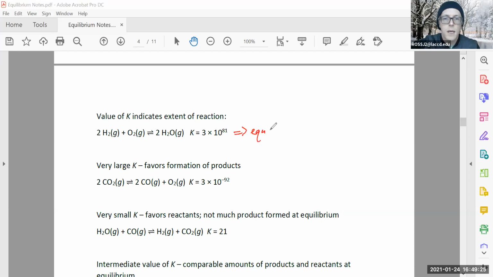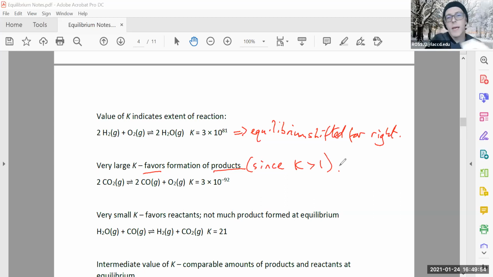So we would say equilibrium is shifted far right, and we would say it favors products. Anytime your equilibrium constant is greater than 1, essentially if your equilibrium constant is greater than 1, you would just say it favors products. This is a lot greater than 1, right?